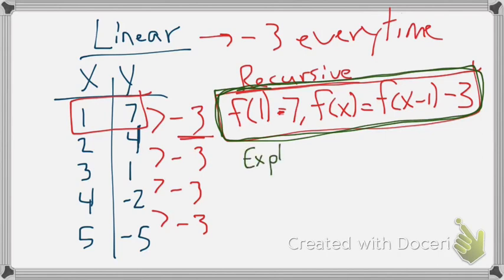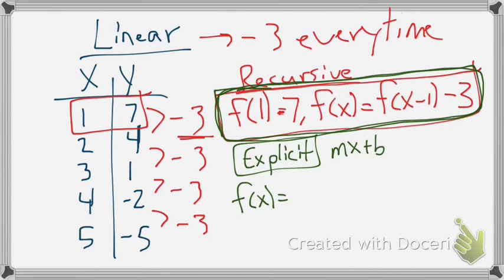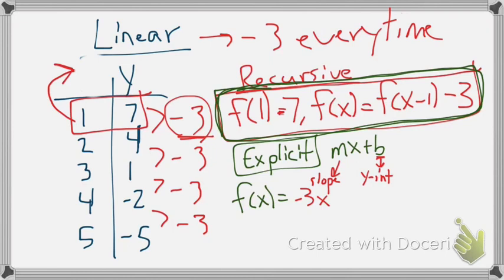Okay, then the explicit one is the one that you guys seem to all be more comfortable with. We know it's linear, so it's got to be in the form mx plus b. Okay, and don't forget that m stands for slope, which in this case is -3. And the b stands for the y-intercept. If we were to go backwards, the y-intercept is what y would be across from the x that's 0.